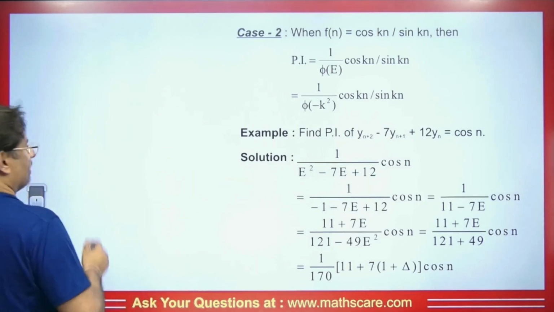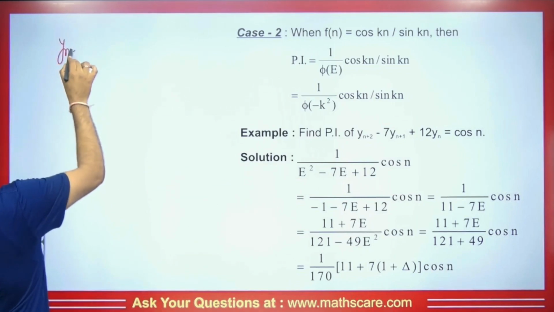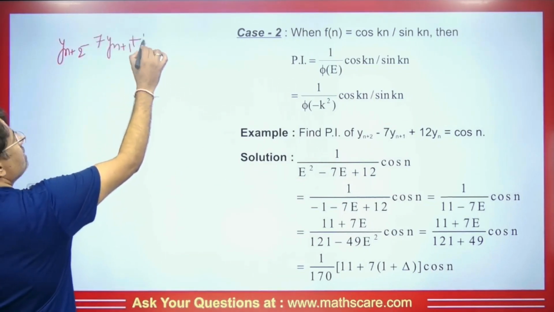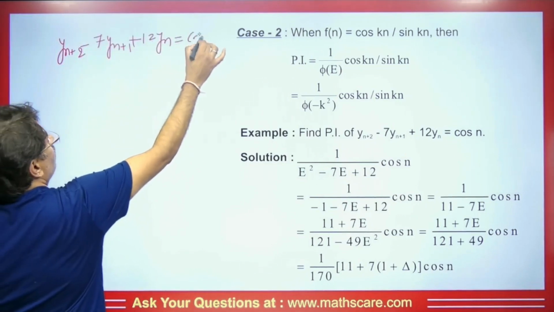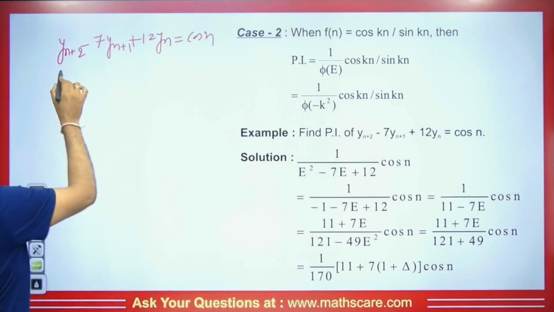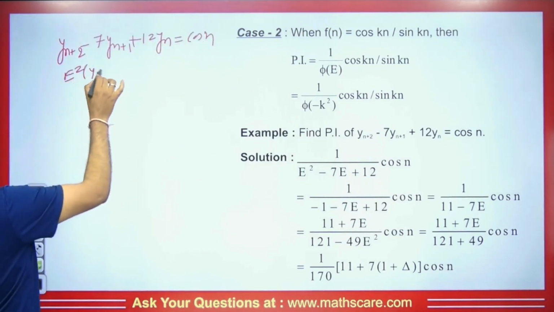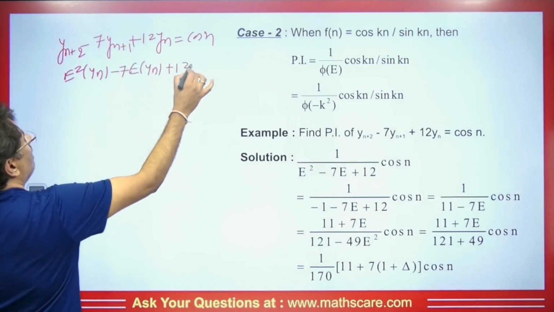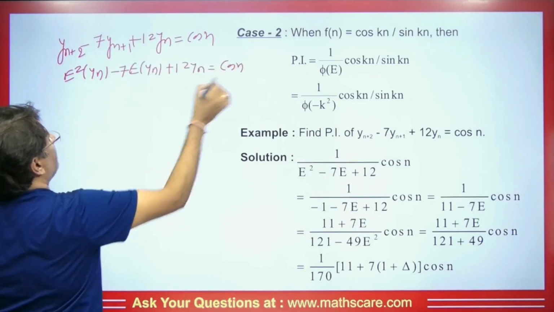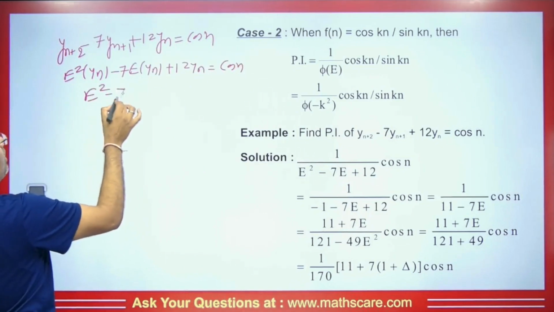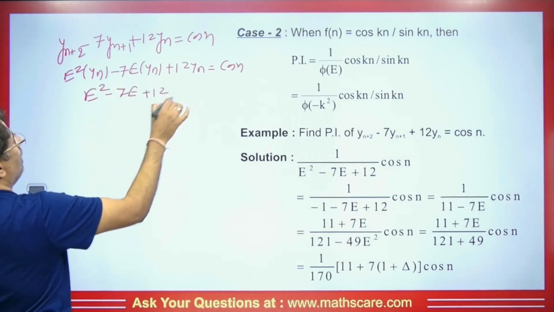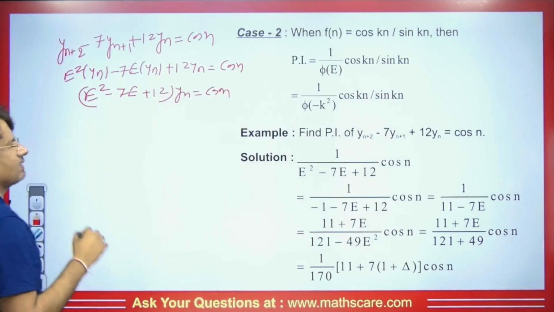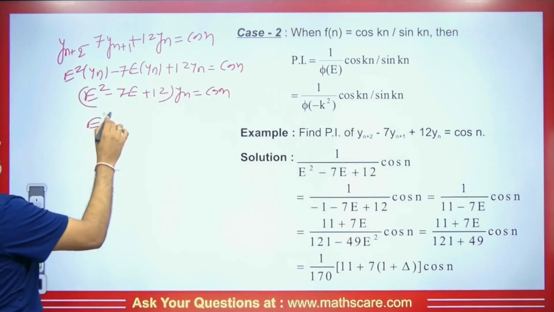So we have this equation, right? Look here, we have yn plus 2 minus 7 yn plus 1 plus 12 yn is equal to cos n. Okay, so here we will get E square yn minus 7E yn plus 12 yn is equal to cos n. Is it clear to you? Okay, first we will write E square minus 7E plus 12, and you can take out this yn, and this will be cos n. First we will calculate CF.